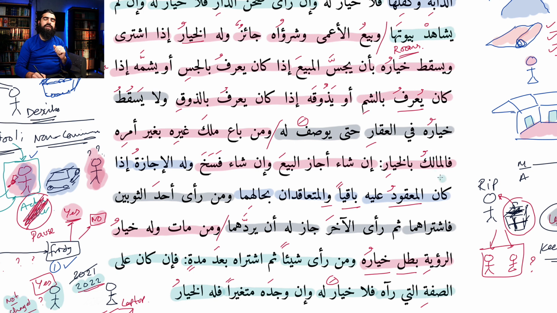Okay, if a person buys two items in one contract, sees one of them but hasn't seen the other, does he have khiyar ru'ya for the other? Yes, he does. And if he's not happy with it, he gives both back.